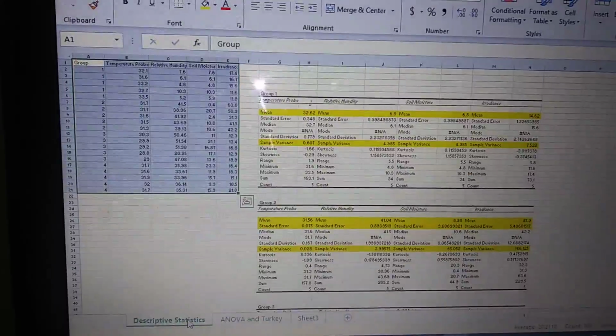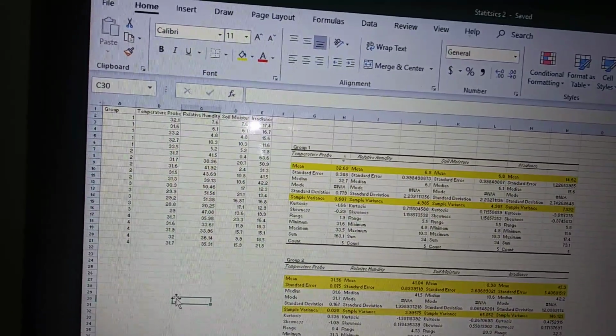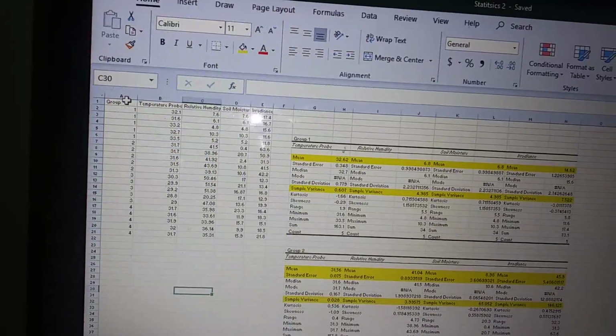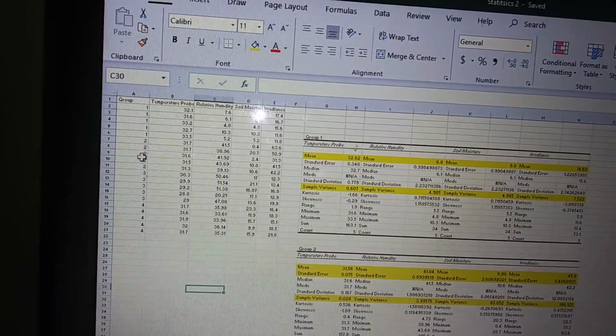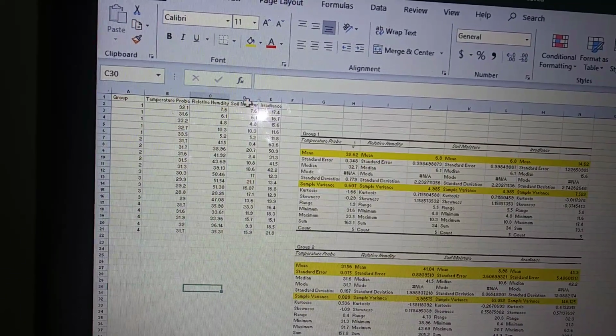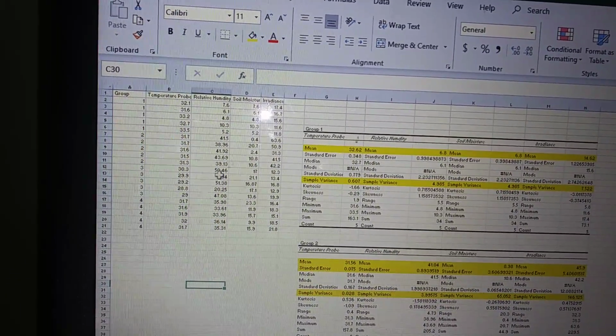I'm sure you guys already got the descriptive statistics. Just make sure to put your chart like this, because it's pretty similar to what the other assignment we did. You put the groups on one side, and the different factors that we did on the top part right here, and then you list them all for each group.